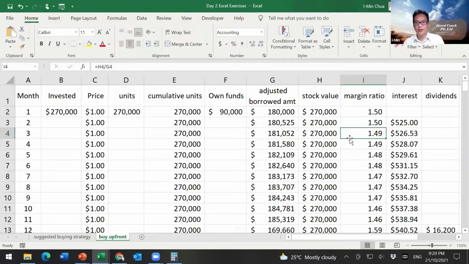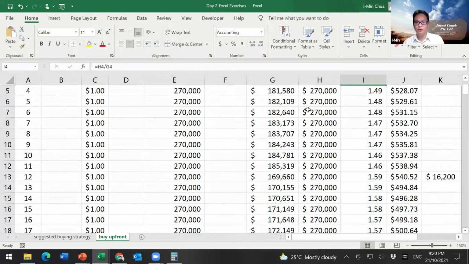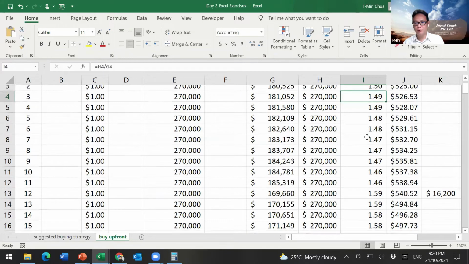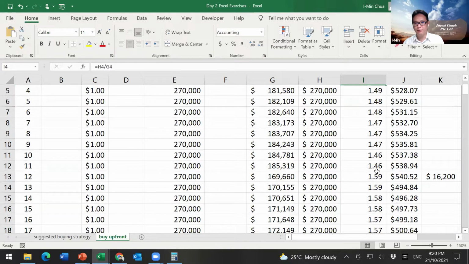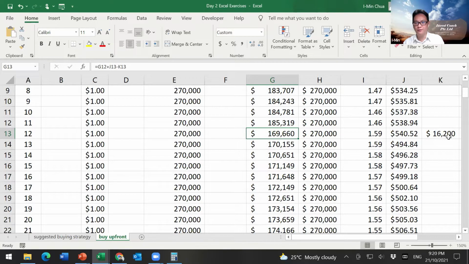Hope you see what I'm trying to get at. Down here, even if the prices don't change, because you are incurring interest by the month, your margin ratio will drop. The lowest point the margin ratio dropped to is 1.46, as you can see here. Then one year later, assuming your dividend comes in, it will be used to knock off the borrowing amount. Your borrowing amount will drop, and then your margin ratio will go up.